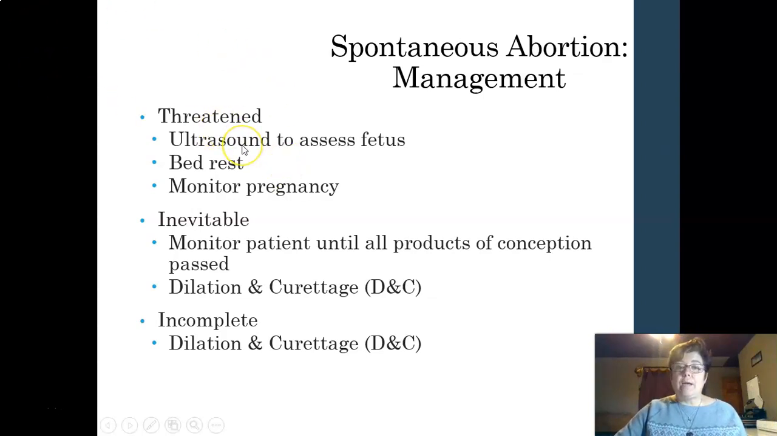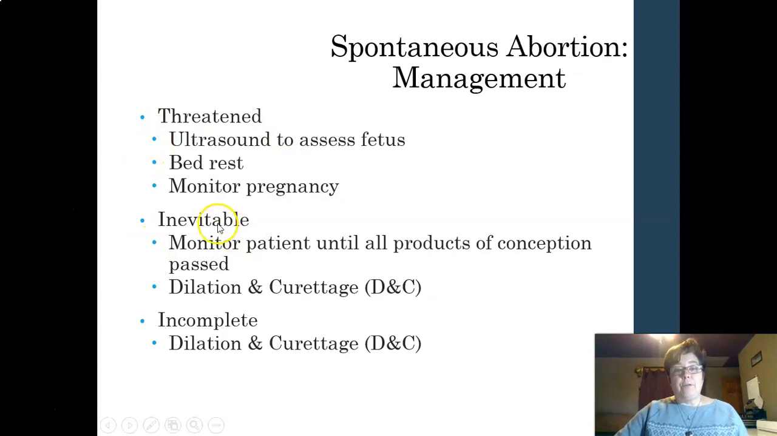So they'll do an ultrasound to assess the fetus, make sure the fetus still has a heartbeat. They will put her on bed rest for a while, maybe a day or two. We're not talking about extended, not for the remainder of the pregnancy. And then they will monitor the pregnancy for a little while. Maybe do another ultrasound. Once the cramps go away, the bleeding stops, once all the symptoms stop, and an ultrasound shows that the fetus is still viable and alive and has a heartbeat, then they will decide how often they want to see her in the office.